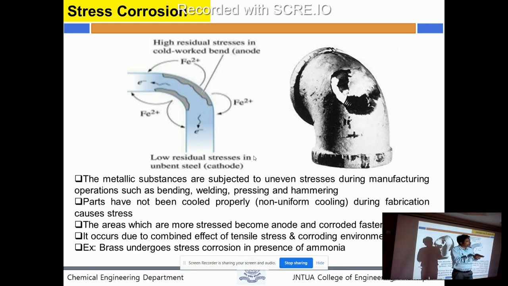So what will happen if I'm hitting is I'm making high stress, leaving this part unstressed. So there is more ionic movement, of electrons or ions, from the high stress region to the low stress region. Because this part is entirely under high stress. This part is under low stress. So uneven stresses lead to stress corrosion.